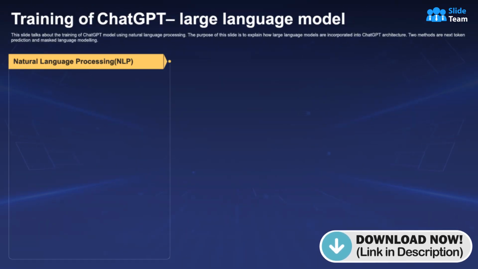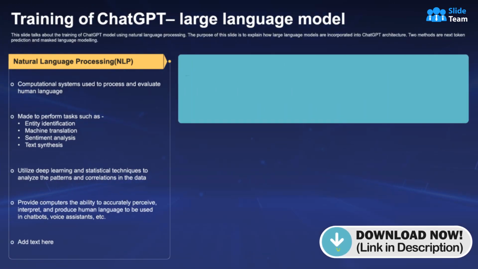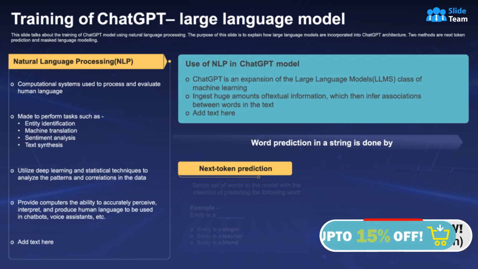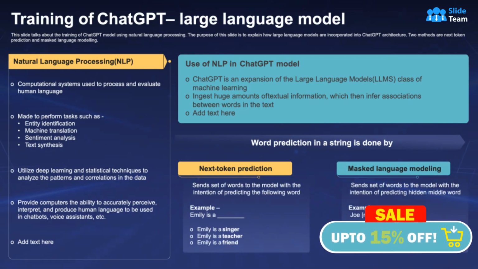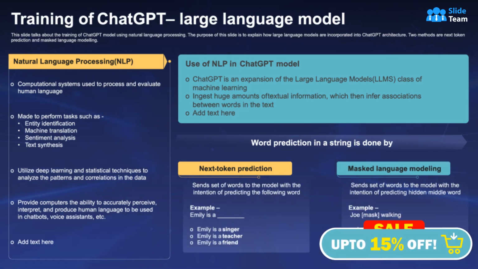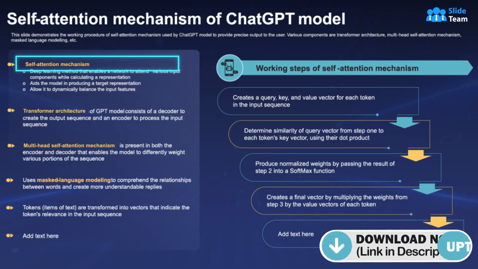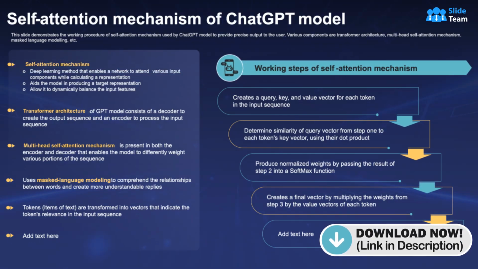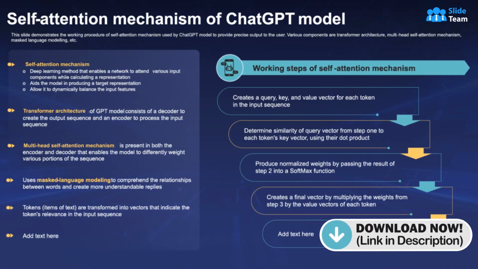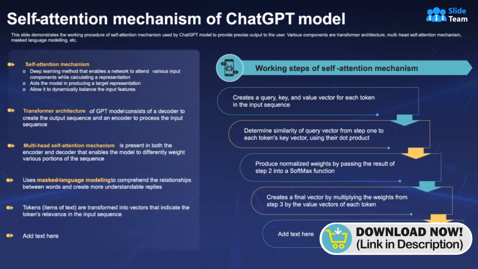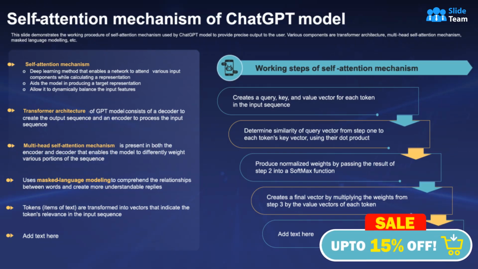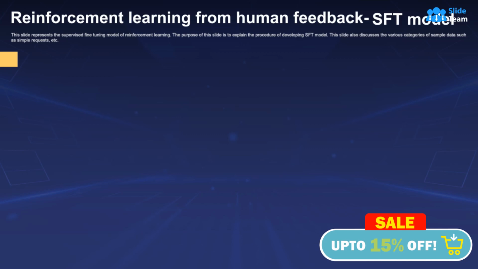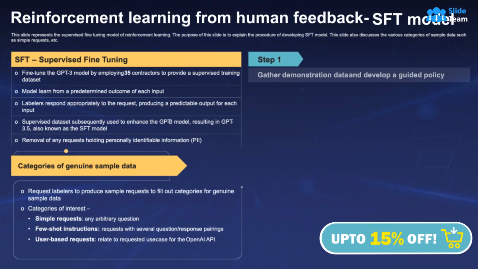Demonstrate how natural language processing, NLP, is used to train ChatGPT with this PPT slide and how this relates to machine learning. Display the steps in a self-attention mechanism and present its components, such as transformer architecture and multi-head self-attention mechanism. Explain how it is used to get the output. Each prompt you give trains ChatGPT further.